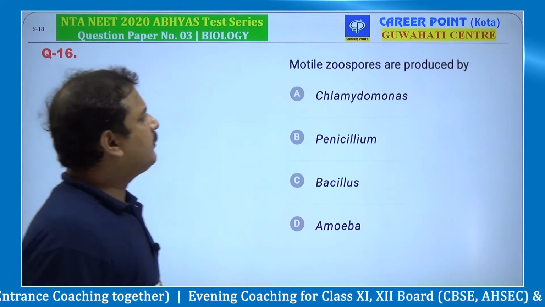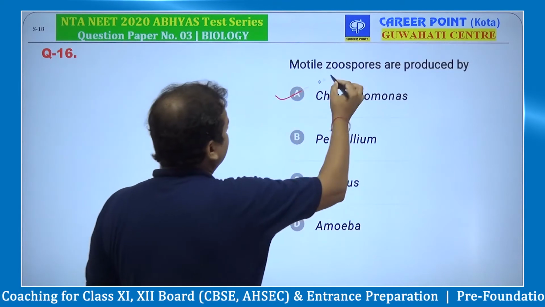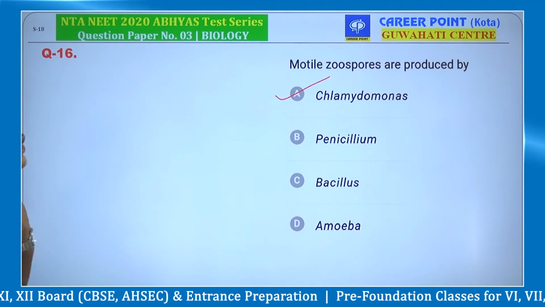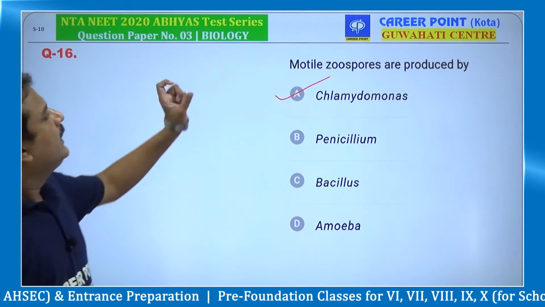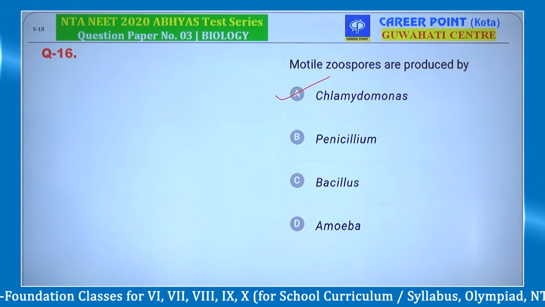Motile zoospores are produced by, a very simple question, and the answer is Chlamydomonas. As you know, motile zoospores are produced by Chlamydomonas. The answer is A. Next.